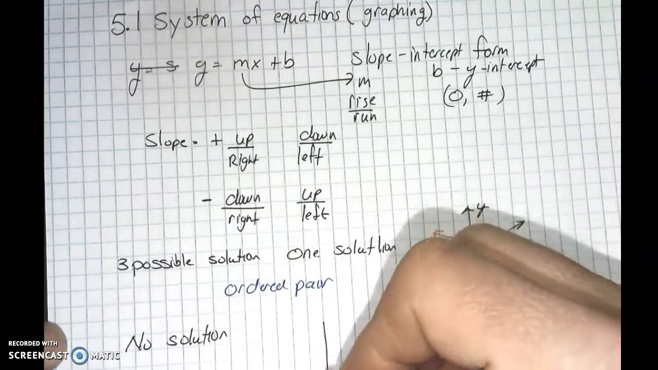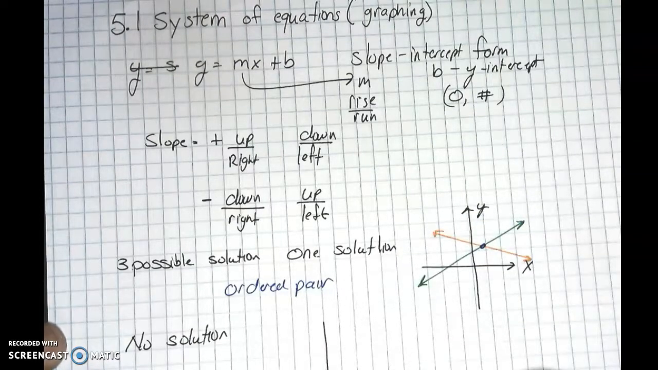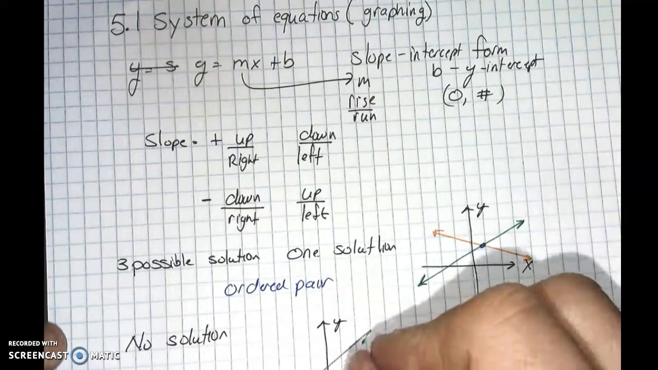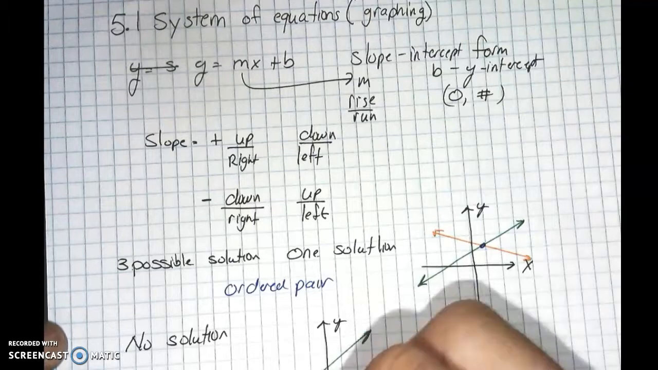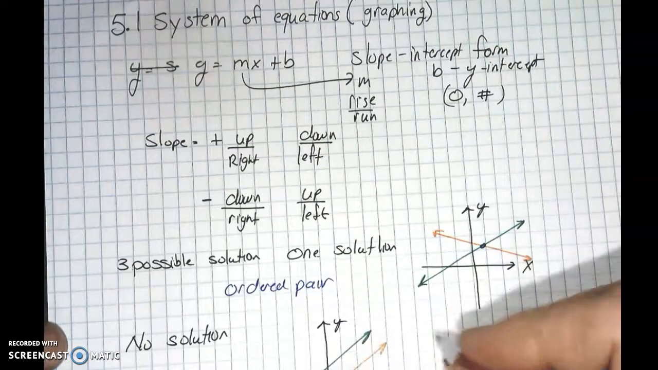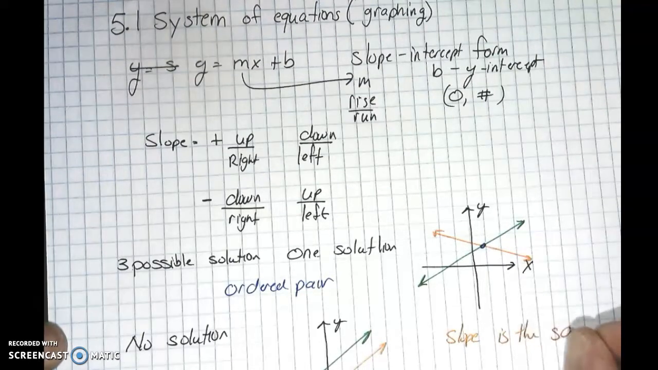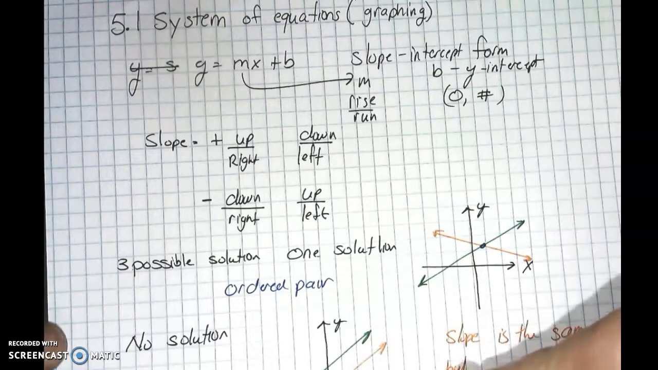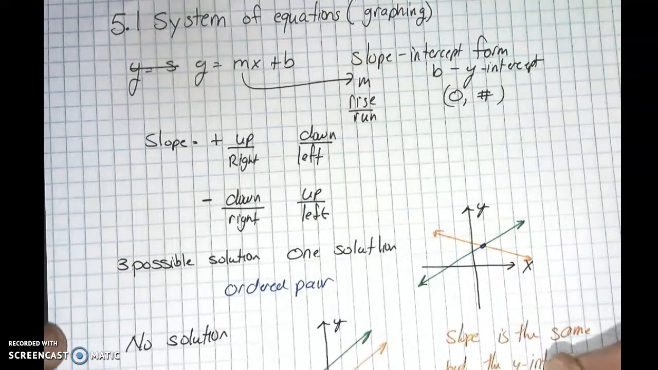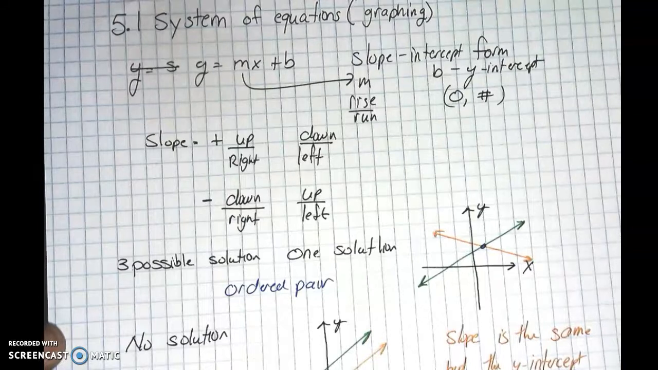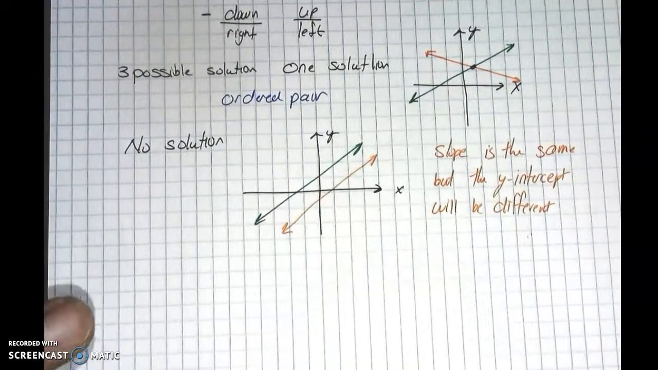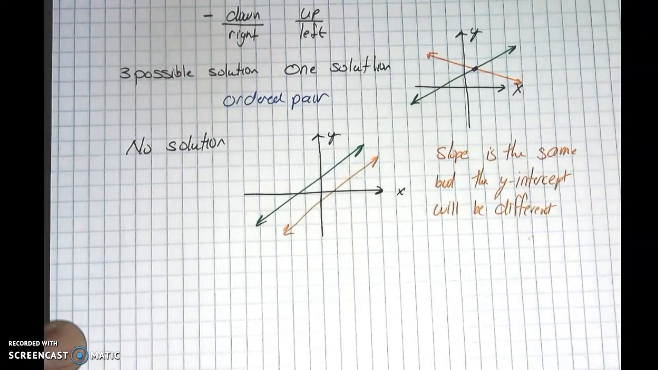Okay? Then I have no solution, which is going to look like, so if I draw my coordinate plane, what that's going to look like is they're going to be parallel lines. And if you remember about parallel lines, their slope is the same. But the y-intercept will be different. So the slope is the same, but the y-intercept will be different, right?